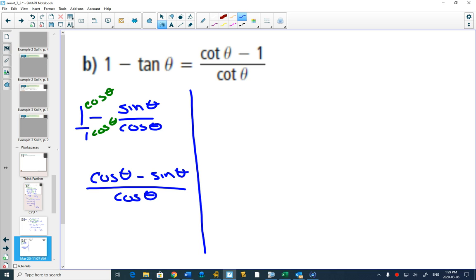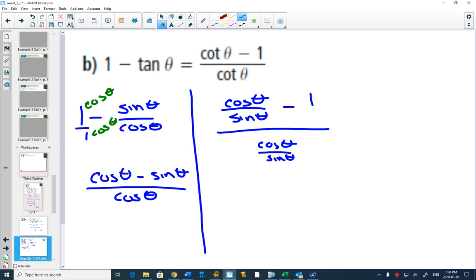That's a single fraction. I'm going to try to accomplish the same thing on the other side. Get a single fraction with sine and cos. So I can change cotangent to cos over sine, minus 1 over cos over sine. Now if I'm dividing by a fraction, I first want to have one fraction in my numerator divided by one fraction in my denominator so I can multiply by the reciprocal. Right now I don't have one fraction in my numerator. I would have to take this 1, get a common denominator.